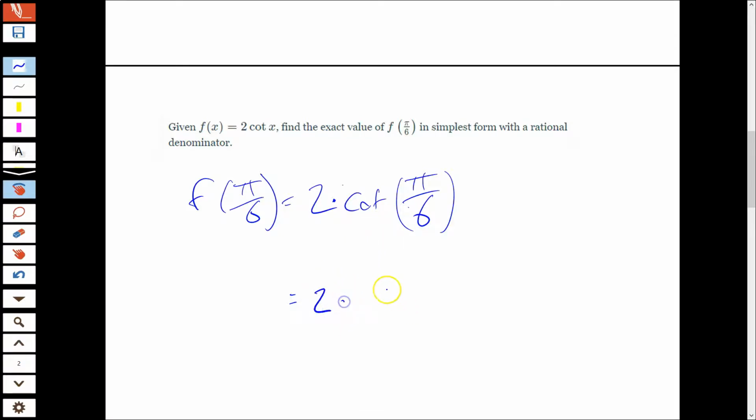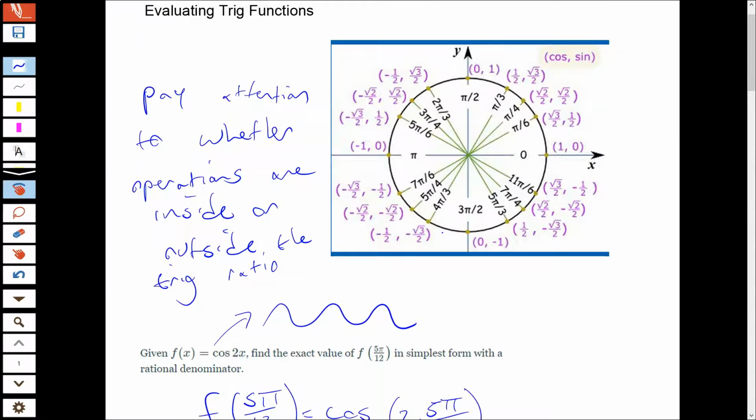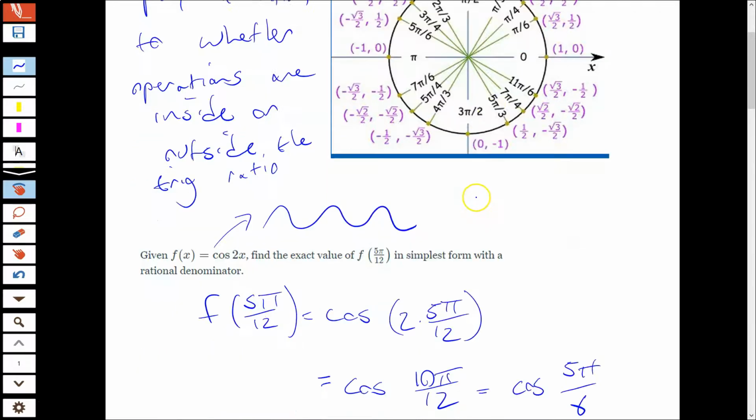I could rewrite this if I wanted to, right, as cosine pi over 6 over sine pi over 6, because tangent is sine over cosine and cotangent is the reciprocal of that. Okay, so I'll look that up in my unit circle. That's root 3 over 2 for cosine and sine is 1/2.